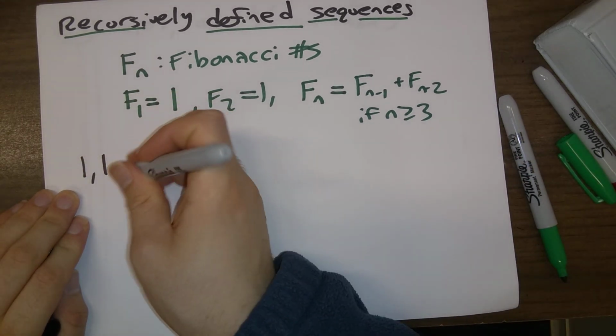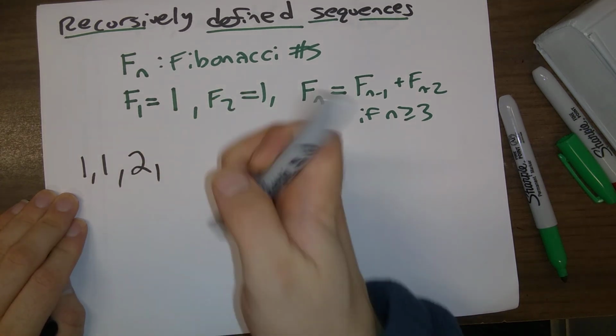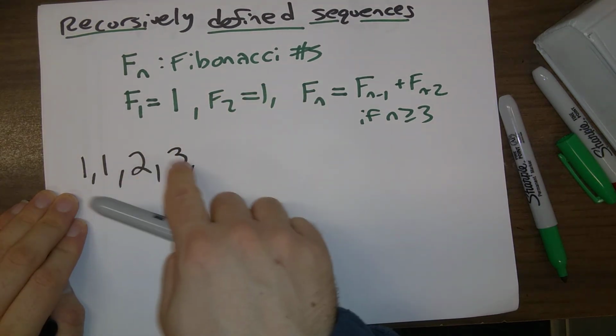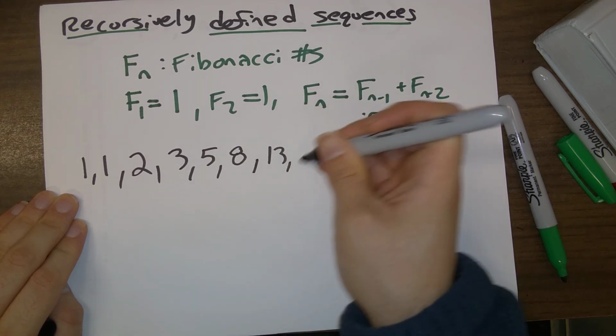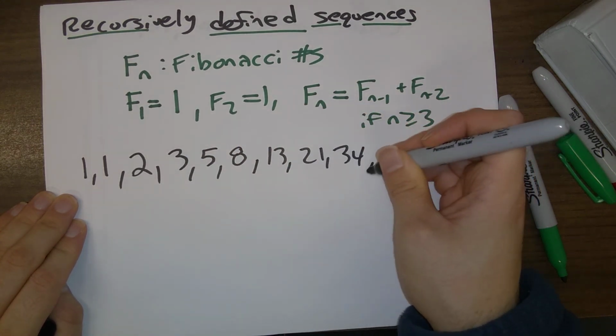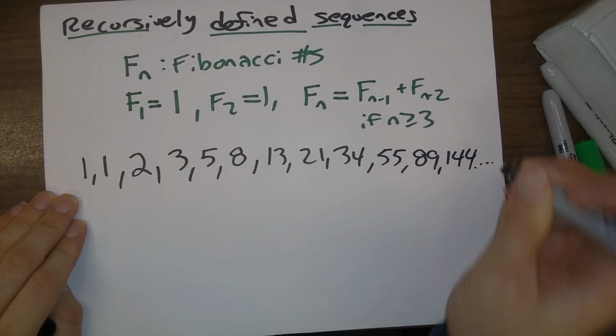So it starts off 1, 1. We add the two previous numbers together and we get 2. We add the two previous numbers together and get 3. We add 2 plus 3 and get 5. We add 3 plus 5 and get 8. 5 plus 8 to get 13, 21, 34, 55, 89, 144, and so on and so forth.